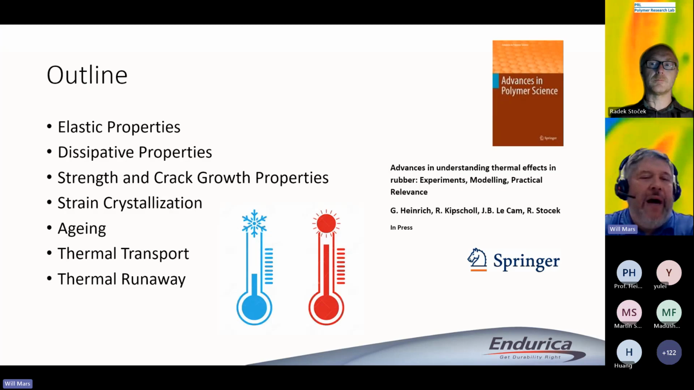So here's an outline of my talk. Like I said, I'm going to touch many topics. This is meant to be a very broad overview of all the different things that thermal effects can influence. Obviously, temperature affects the stress-strain behavior. It affects the dissipative character of the rubber. It affects the strength property and the crack growth properties of rubber. As Jean-Benoît has elegantly shown us, it affects strain crystallization. We know that it can affect aging in the rubber. And of course, when we're working these problems, we have to think about thermal transport. There's another class of problems, which I call thermal runaway, that we'll talk about. So that's what we'll try and cover in the next half an hour or so.